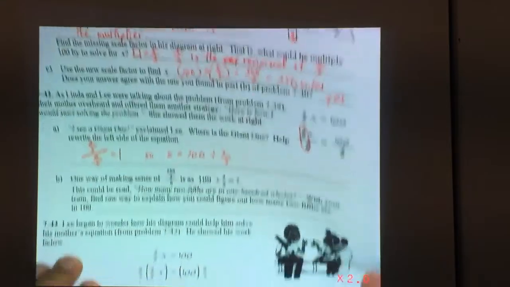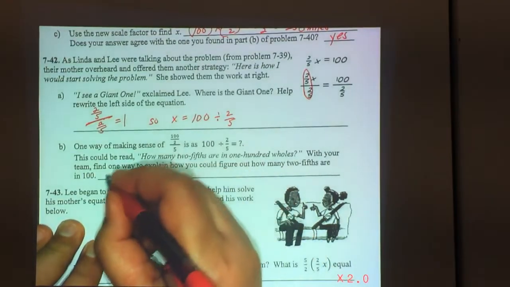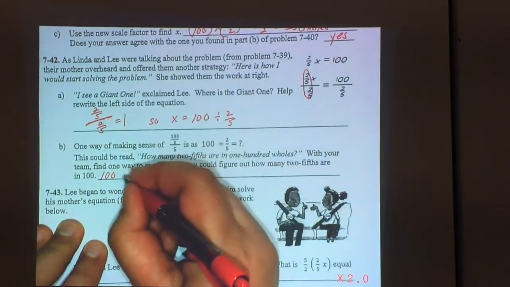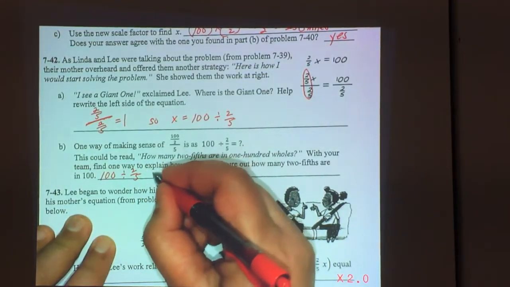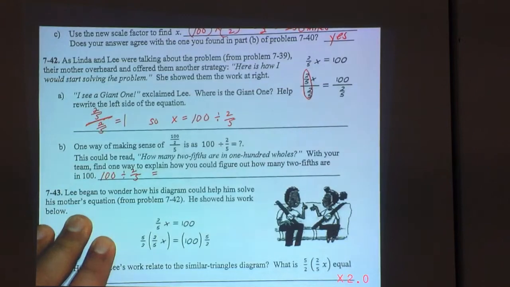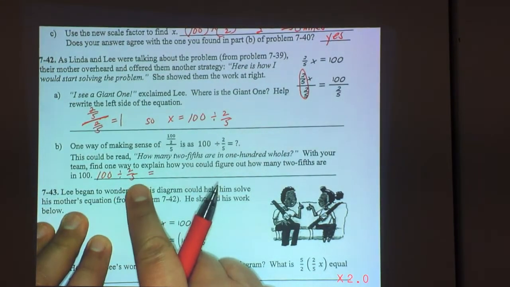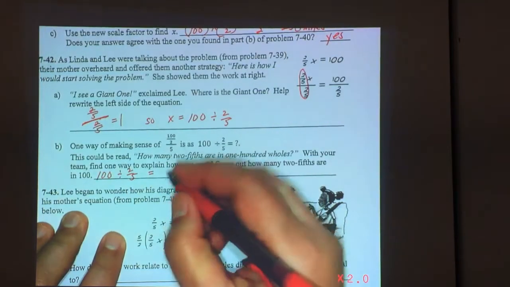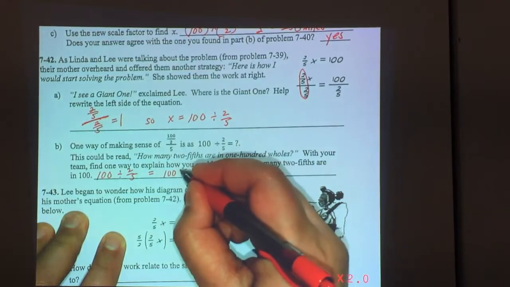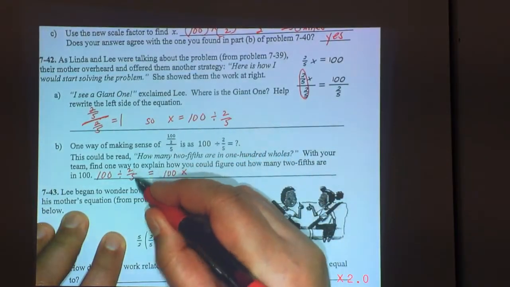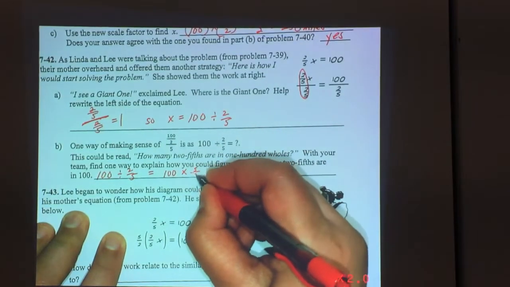Okay, so make sure I'm still on camera. 100 divided by 2/5. Now, I don't know if you recall, but we had a lesson a while back where we changed division of fractions into multiplication. So remember, the first number stayed the same. The division became multiplication, and then we did the reciprocal. What's the reciprocal of 2/5? It is 5 over 2.